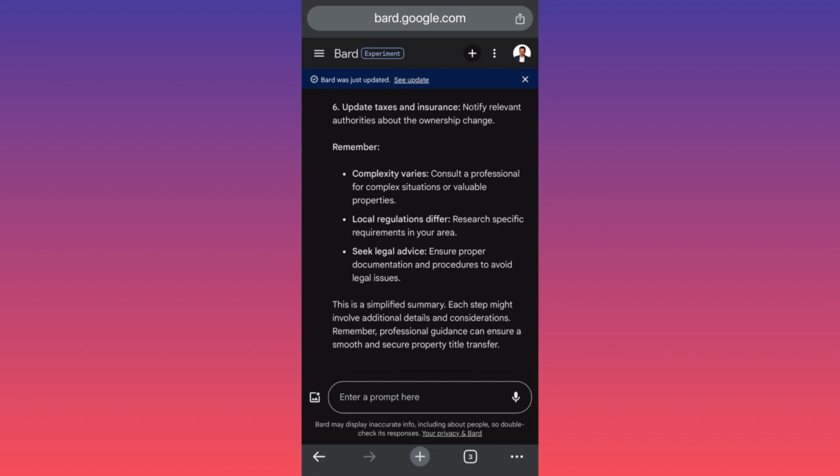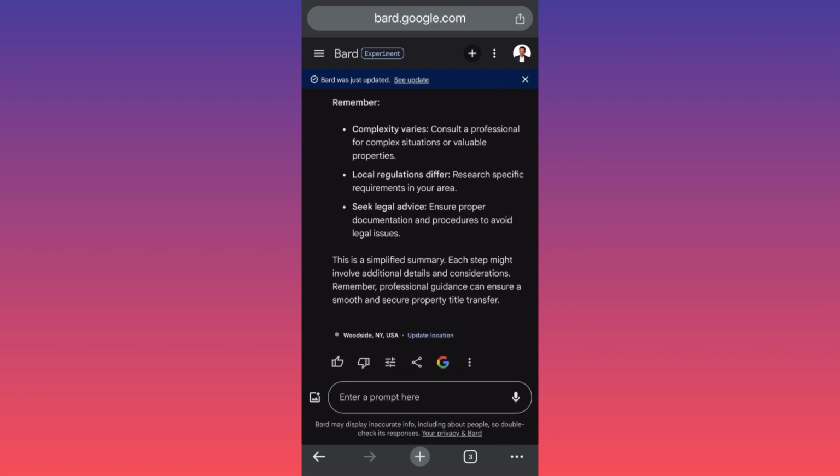And of course, in every single step that you're doing in the preparation and the execution of the whole process, you want to consult with the lawyer, because there are things that we don't know. We don't sell properties every day. We don't transfer deeds or titles every day. So this is why you want to make sure that you have an expert or consultant next to you every step of the way.